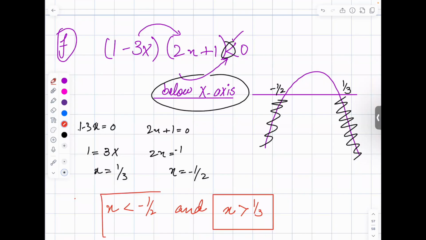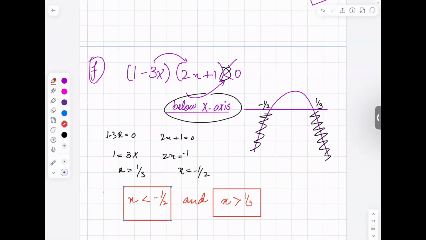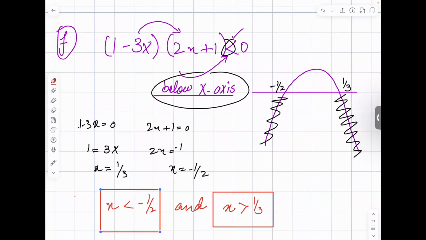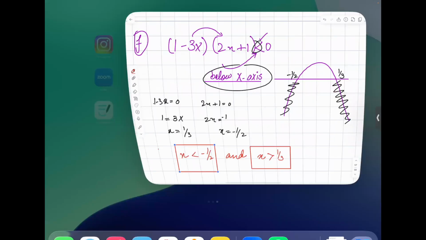Is it clear? Yes, sir. If you want to note it down, please note it down. Or if done, we can move on. Done?